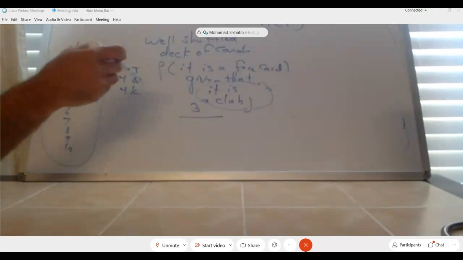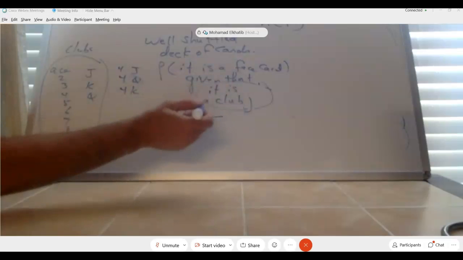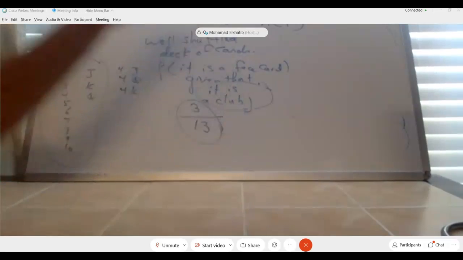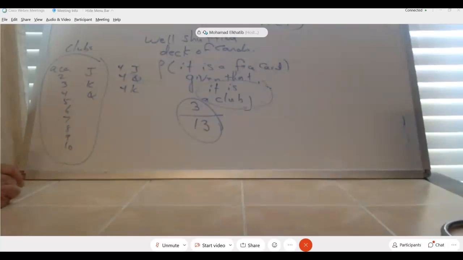What do you divide by? Everything that comes after "given that it is a club." How many clubs do I have? 13. So the answer is 3 out of 13. And for those of you who don't know about cards, just go to the images and you'll see it. And that takes care of conditional probability.